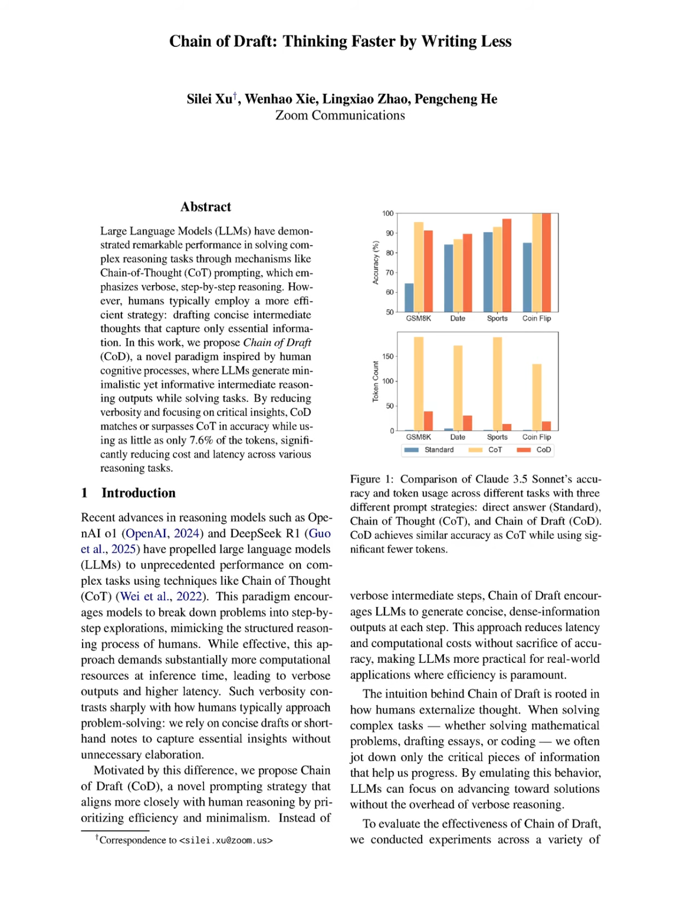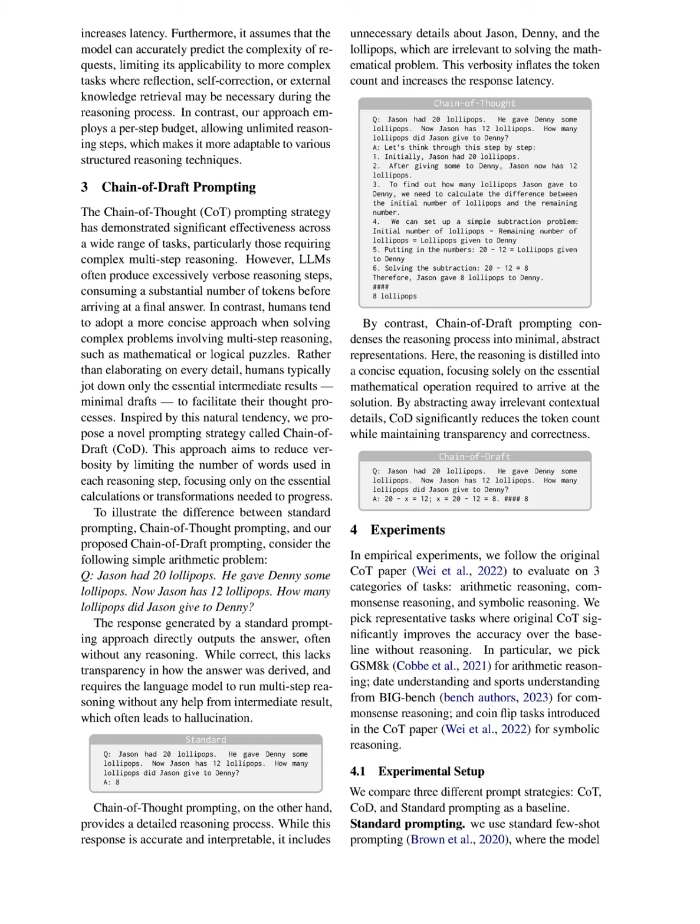The proposed method, chain of draft, COD, operates by encouraging large language models, LLMs, to generate concise outputs at each reasoning step, mimicking human cognitive processes. Instead of verbose intermediate reasoning typical of chain of thought, COT, COD limits each reasoning step to a maximum of 5 words, focusing solely on essential calculations or transformations needed to progress toward the solution.